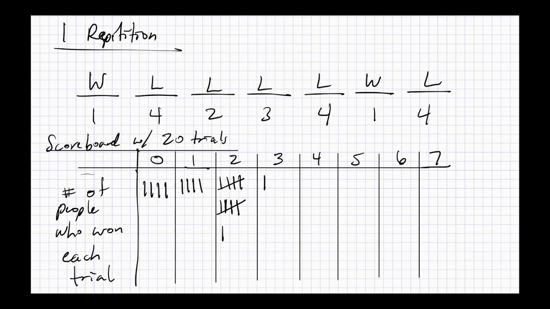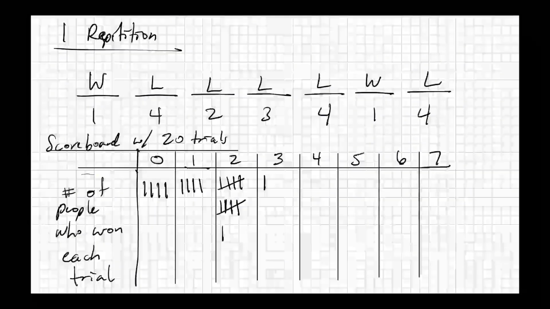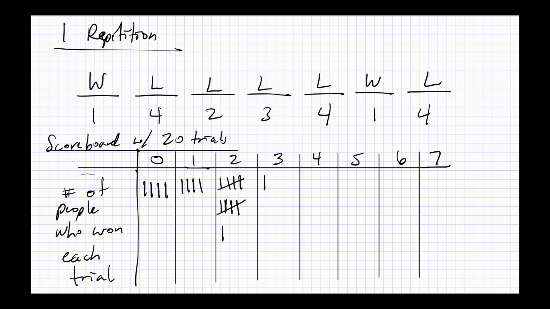How many times did I roll? 7 times 20, 140 rolls being the same would be crazy. Okay, so that's my scoreboard. You could see that most of the time, 11 out of 20, 55% of the time, 2 people won in the group. And 4 out of 20, so what is that, 20% of the time, nobody won or 1 person won. And then 5% of the time, 3 people won.